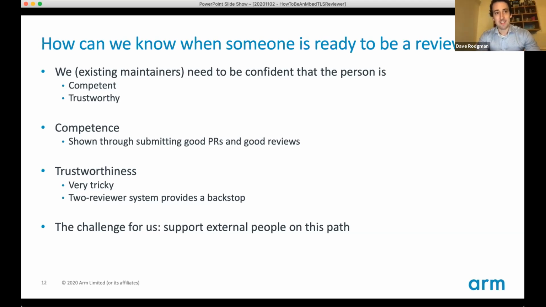Someone's trustworthiness is very tricky, but the key thing here is that we have this 2 reviewer system. So there's always a backstop in that it's never just down to one person. We don't have a single point of trust on code that goes into the project. And so there's a challenge for us, the Mbed team, to support the external community if you guys are interested in helping out with review.